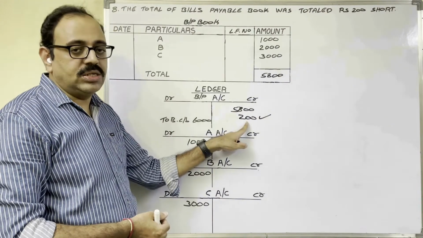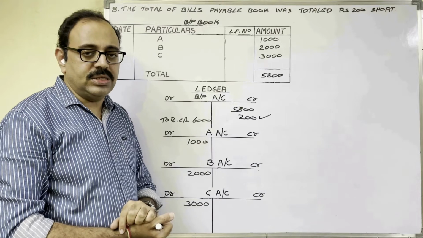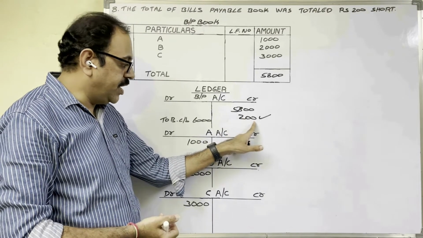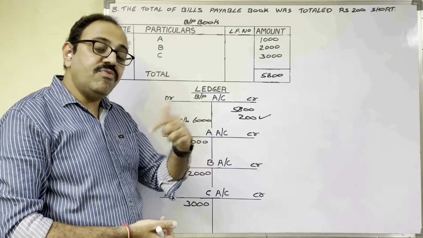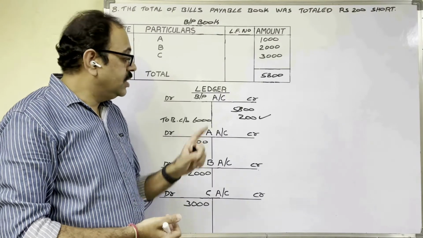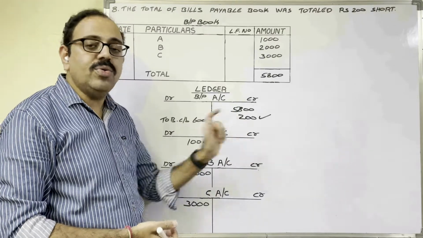Now this is our answer. We are rectifying this error before preparing trial balance. Then sentence we should write, bills payable account should be credited with 200 rupees. Rectification is done after preparing trial balance. Then entry we should write, suspense account debtor to bills payable account 200.